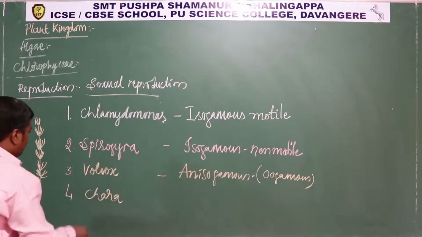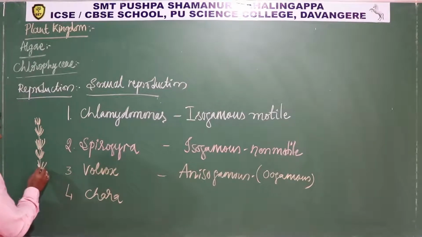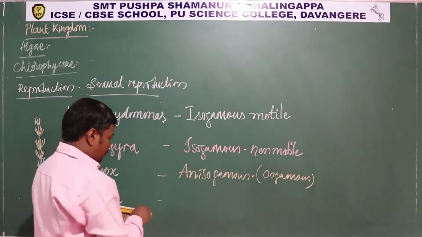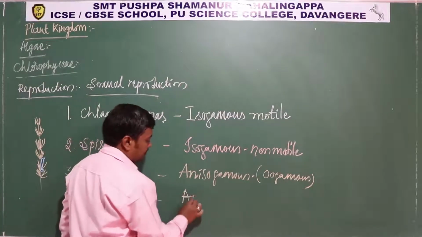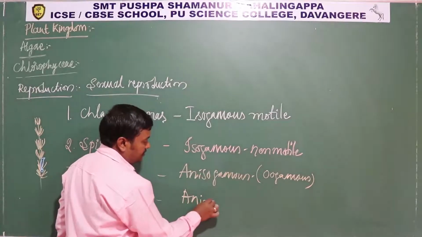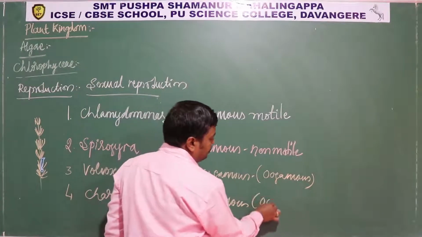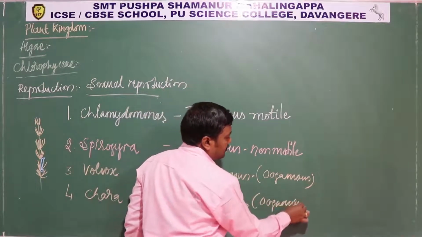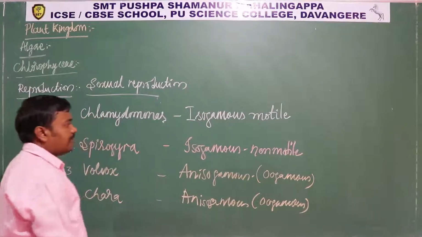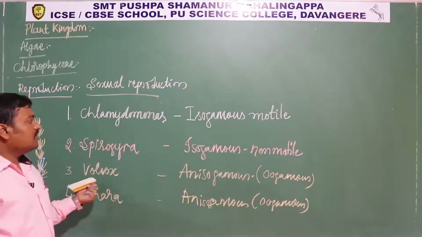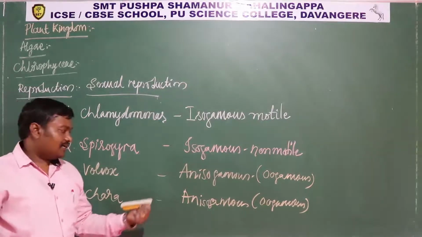Okay, so on the branches it produces a female reproductive structure. It looks like this, and the male reproductive structure is globular. In the second year we are going to study that structure. So Chara is also an example of anisogamous, in that it is oogamous. Okay. So Chlamydomonas isogamous, Spirogyra isogamous, Volvox anisogamous, Chara also anisogamous.